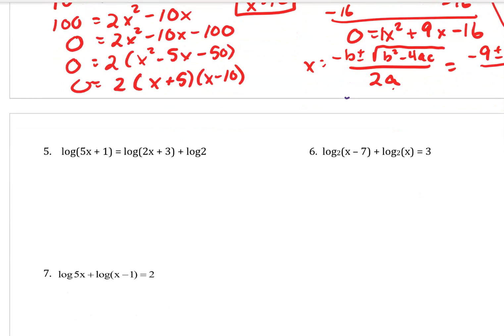Problem number 5. So here we have, let's see, what do we want to do? Number 5. Well, the first thing we're going to need to do is subtract. Well, oh, look, they're all the same base. So I'm going to subtract log of (2x plus 3) from each side.